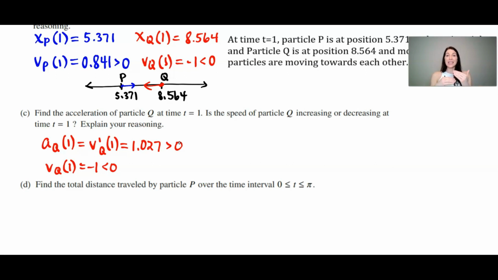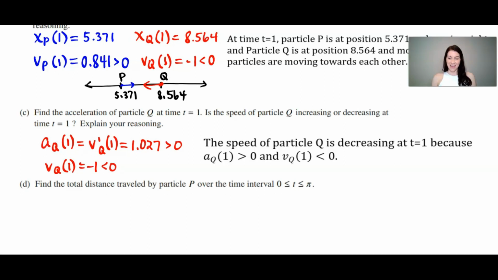And if the signs were the same, so let's say they were both positive or both negative, then the speed of particle Q would be increasing. So let's write this as a sentence. The speed of particle Q is decreasing at time t equals 1 because the acceleration at time 1 is greater than 0 and the velocity at time t equals 1 is less than 0.